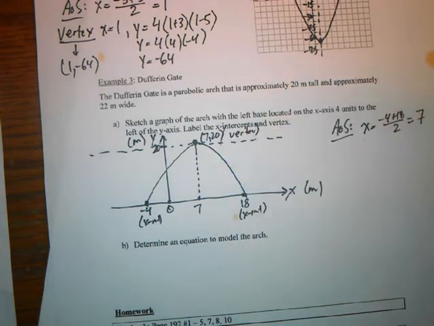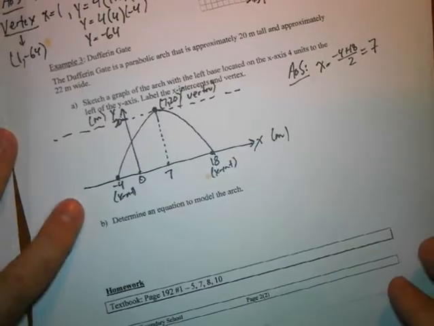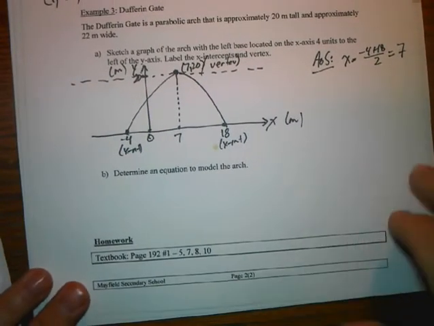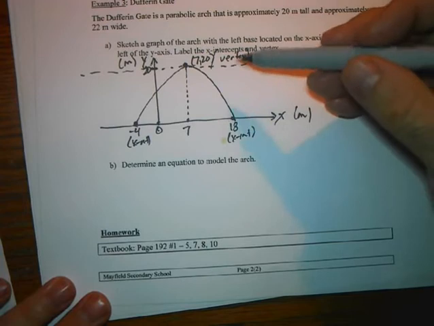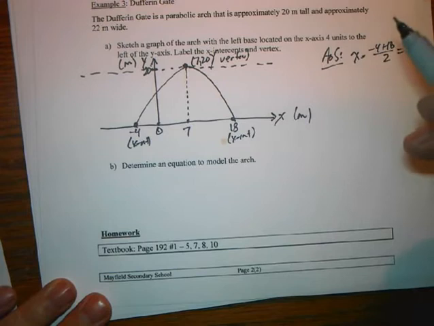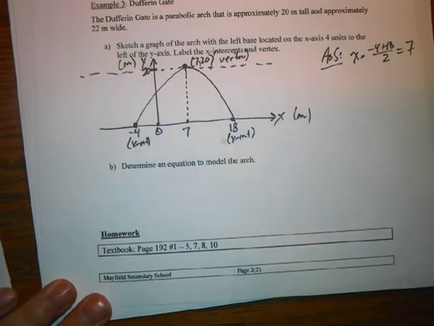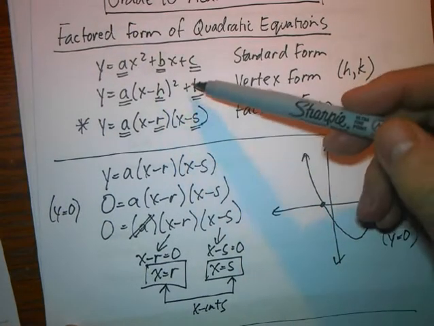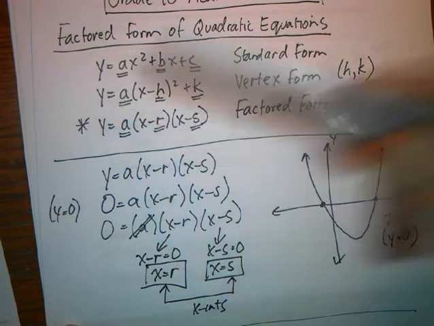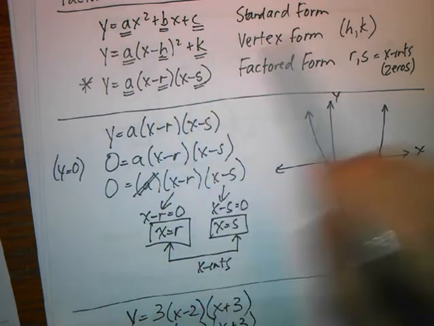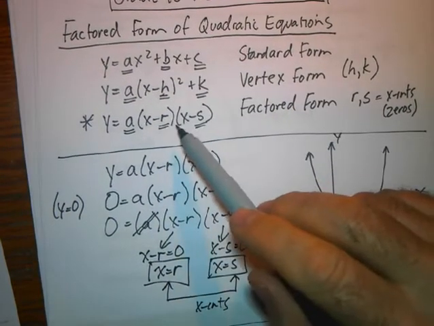Okay, so part B says determine an equation to model the arch. There's a couple ways we could do this. We're going to try a new way. So basically we know the x-intercepts, we know the vertex. So we could just plug this into, if you remember back to here, since we know the vertex, we know h and k, we could plug those values in and then solve for a and get our equation. But what we're going to do is try this new technique. We know what r and s are because those are the x-intercepts. Plug those in and figure out what a is. So that's exactly what we're going to do.